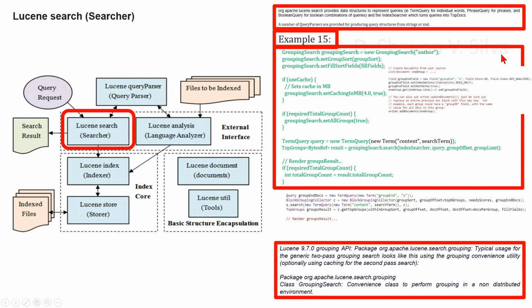Top N groups: how many top groups to keep. For example, 10 means the top 10 groups are computed.